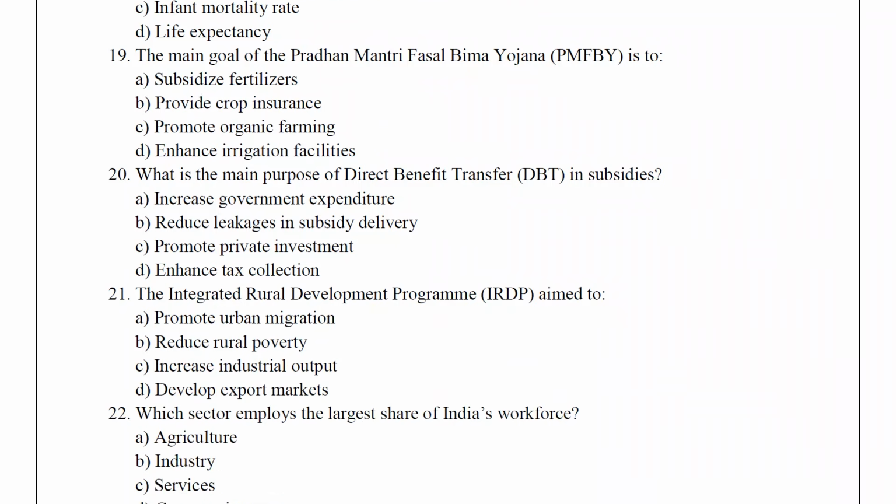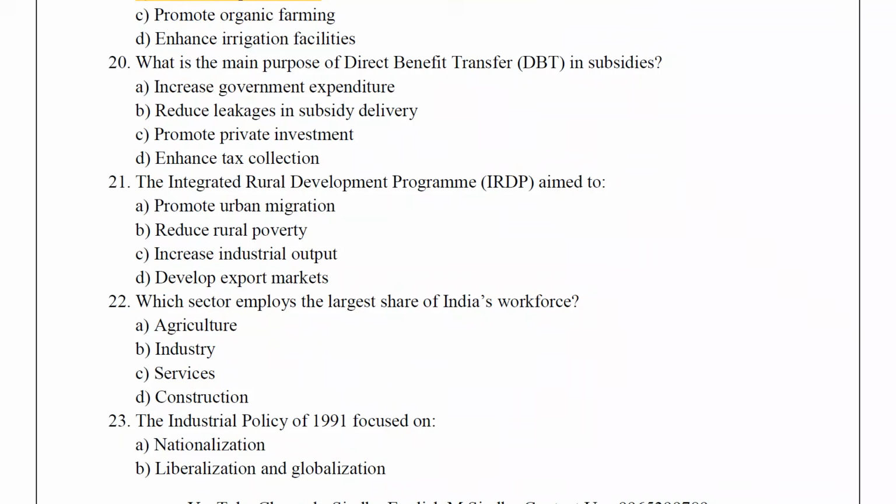The main goal of Pradhan Mantri Fasal Bima Yojana, PMFBY, is to provide crop insurance. What is the main purpose of Direct Benefit Transfer, DBT, in subsidies? Reduces the leakages in subsidy delivery.